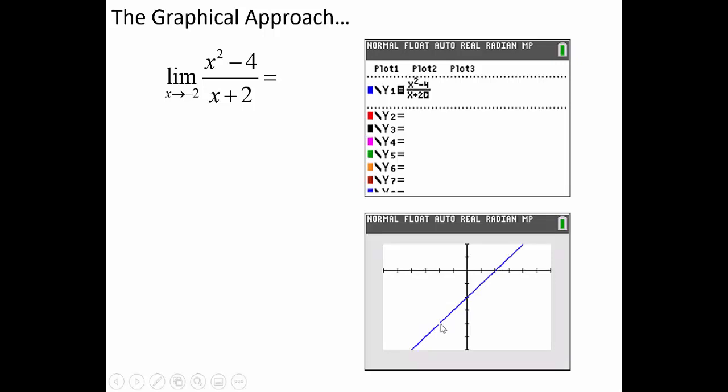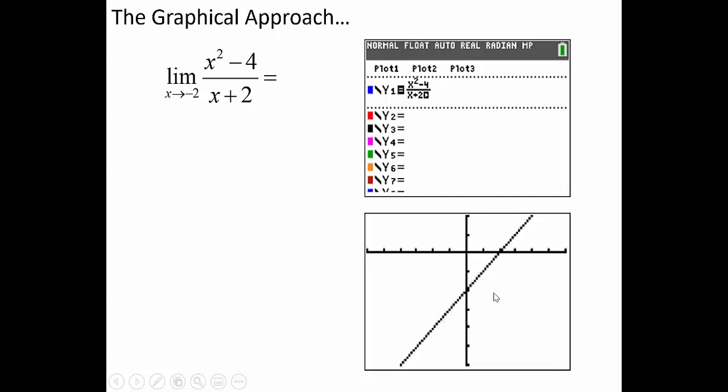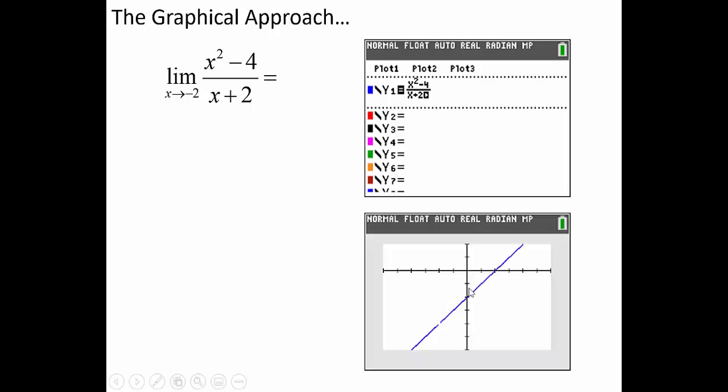Oh, yes, you are absolutely correct. There is a hole in the graph. At x equals negative 2, which is where I'm trying to evaluate my limit, this function has a hole in the graph. Now, if you're using one of the older calculators, you're not going to be able to immediately see that from the graph, but it is there, and we can test whether you're using the old operating system or the new operating system.